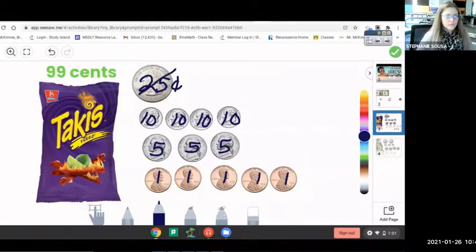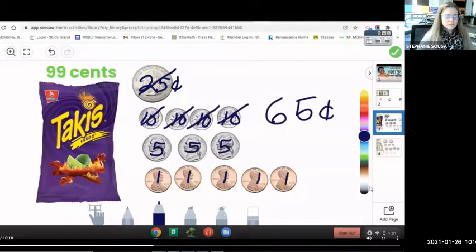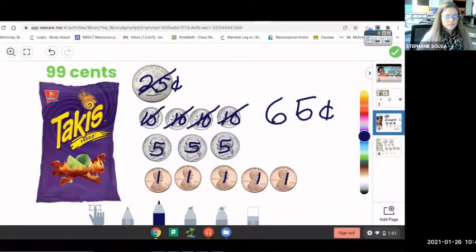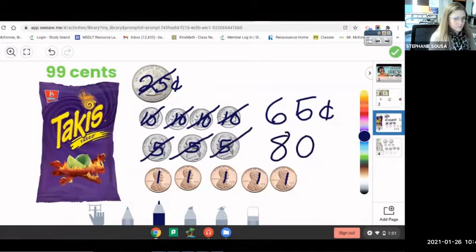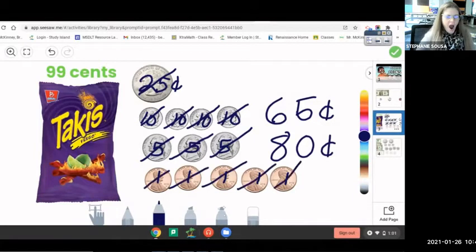So we have 25. And now we need to count by tens. 35, 45, 55, 65 cents so far. Now we need to count by fives instead of tens. So from 65, we go 65, 70, 75, 80. So now we have 80 cents. Now we go from 80 cents, and instead of counting by fives, we go down to ones. So 80, 81, 82, 83, 84, 85.